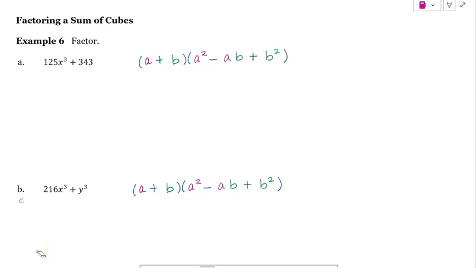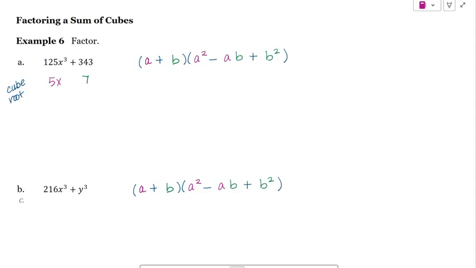What I have in the purplish color is going to be our first term, but specifically it's going to be the cube root of that term. So I'm going to find the cube root of each of the terms. The cube root of the first term is 5x, and the cube root of the second term is, I think, 7. Let me check on the calculator. 7 times 7 times 7 is 343.